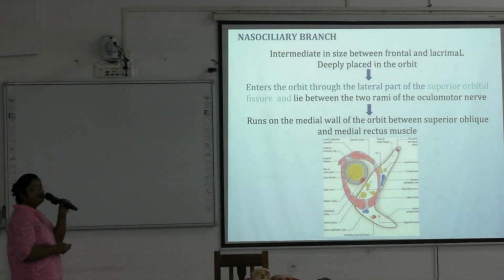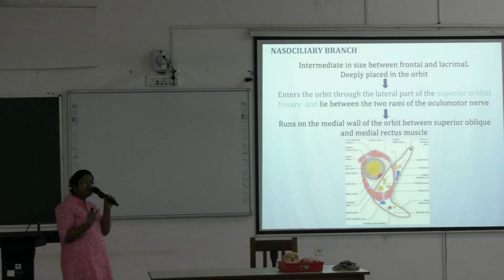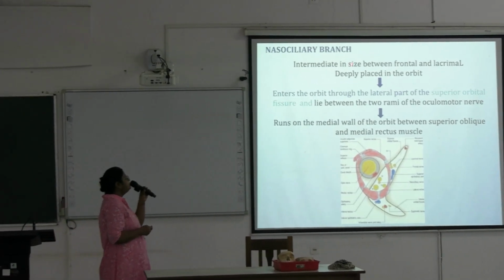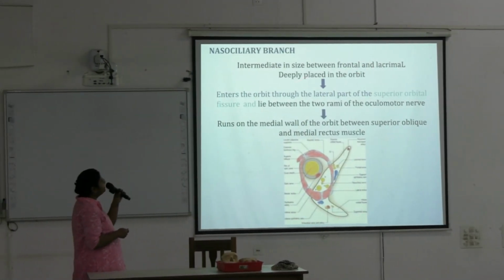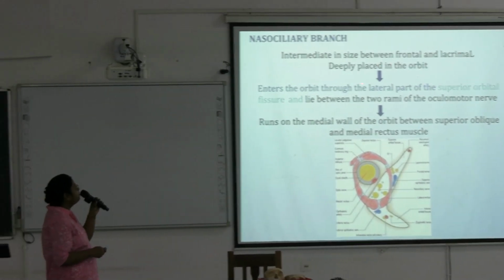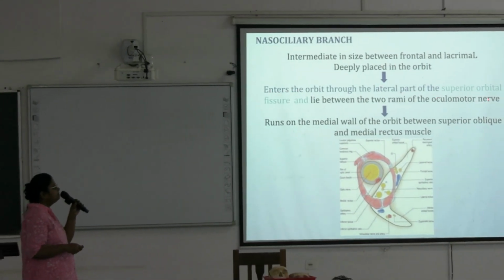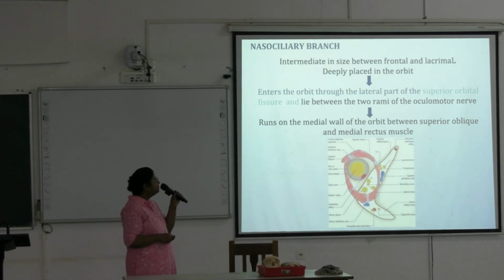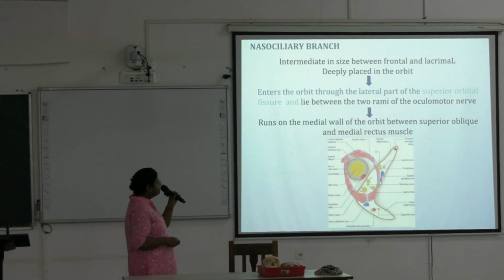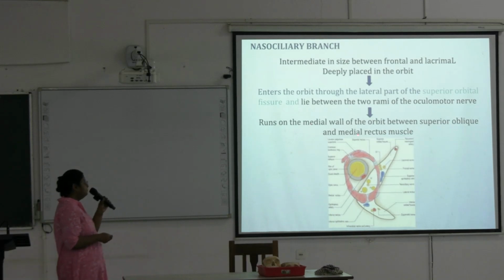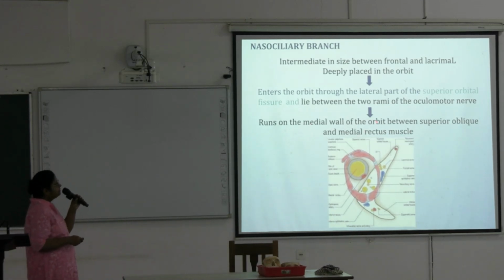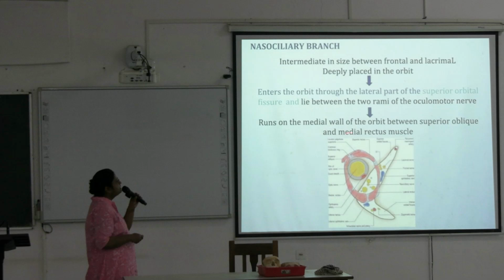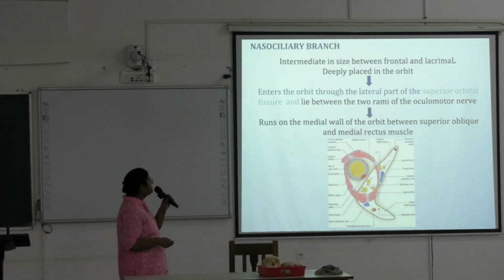Next we go to nasociliary branch. So lacrimal, frontal we have discussed. Next, nasociliary. It is intermediate in size between the frontal and lacrimal, deeply placed in the orbit. Enters the orbit through the lateral part of superior orbital fissure and lies between the two rami of oculomotor nerve. Here, from the middle portion, nasociliary is passing in between the two divisions of the oculomotor nerve. Runs on the medial wall of the orbit between the superior oblique and medial rectus muscle.